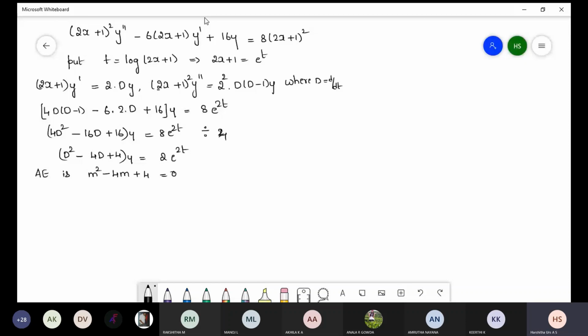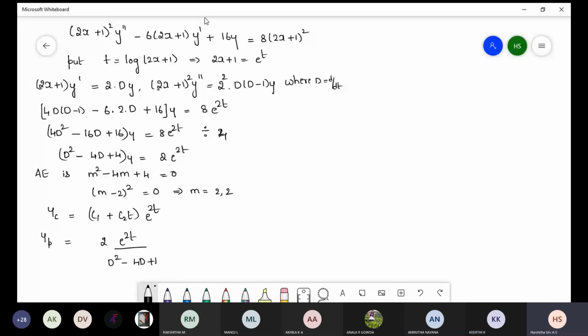Now the auxiliary equation is m square minus 4m plus 4 is equal to 0. It is in the form (a minus b) whole square. So (m minus 2) whole square is equal to 0. m is equal to 2, 2. So it is the repeated root. So we have to write (C1 plus C2 t) into e power 2t. Yp is equal to 2 into e power 2t divided by D square minus 4D plus 4.